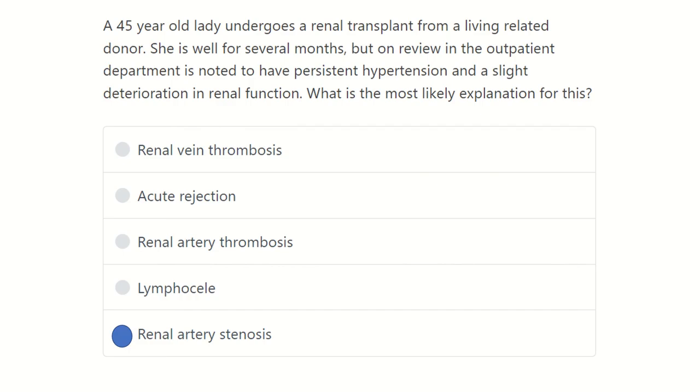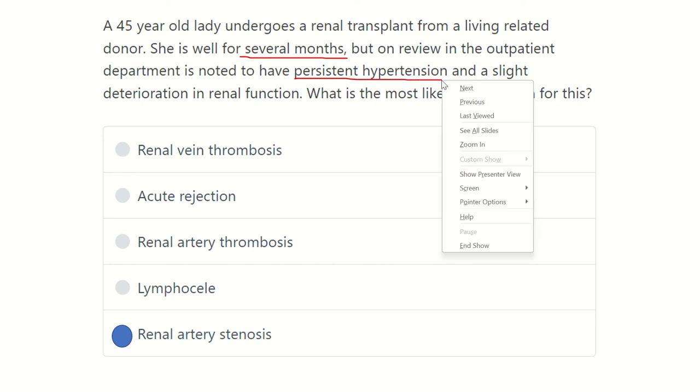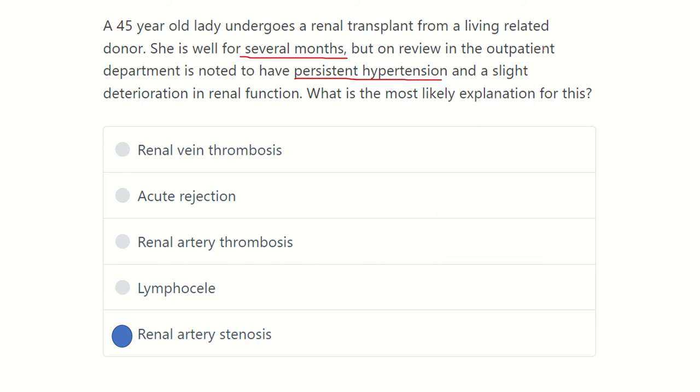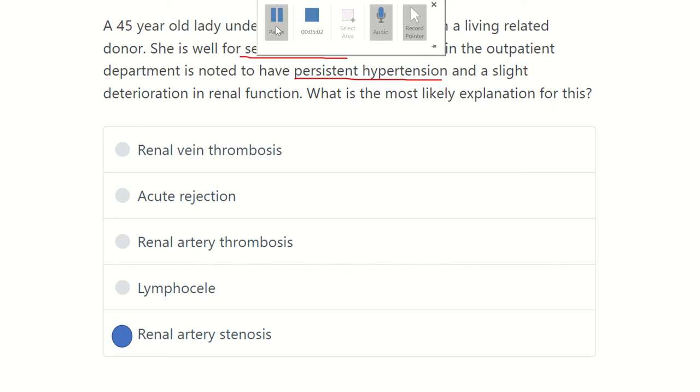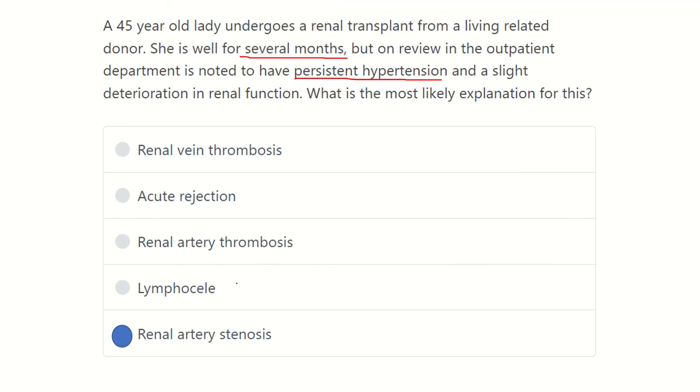So our final answer is renal artery stenosis, because it presents after several months, that means within 6 months or after 6 months, and its important cause is vascular changes. In this patient, vascular changes occur due to persistent hypertension, and the blood vessels become narrower. In this case, renal artery stenosis is the most likely option.